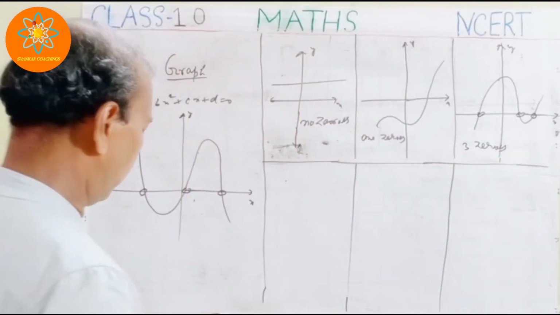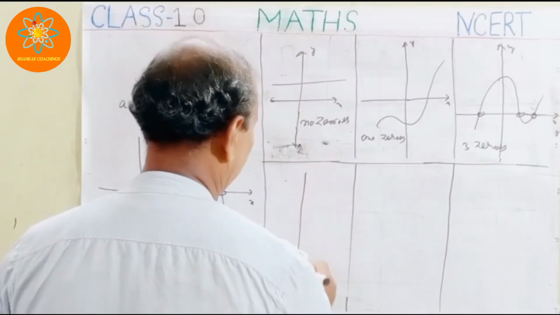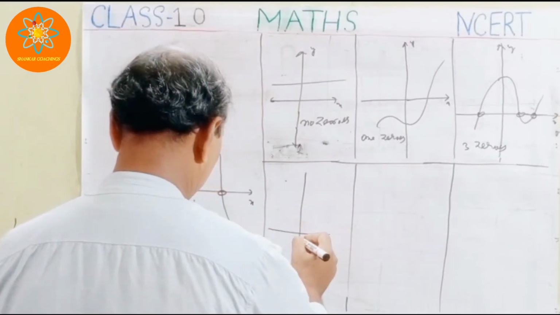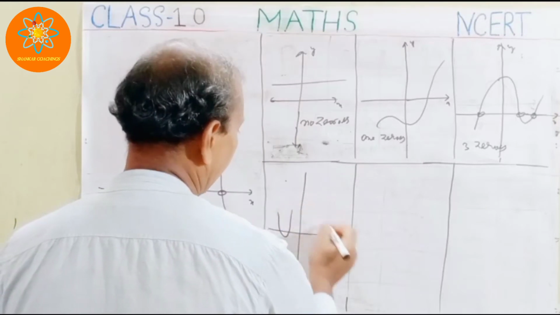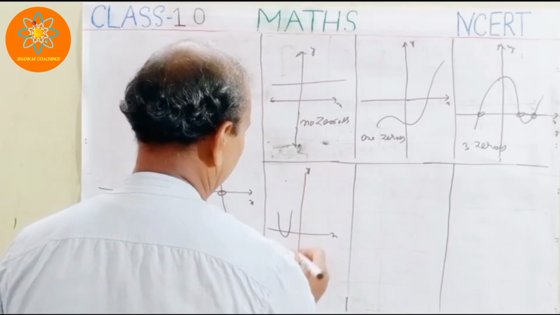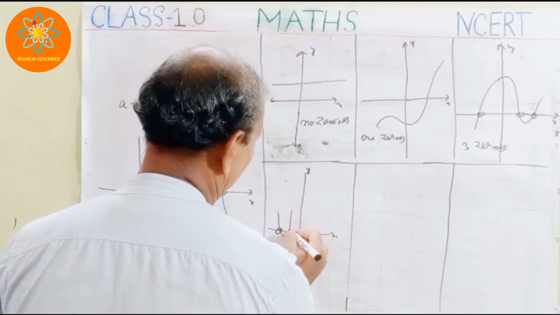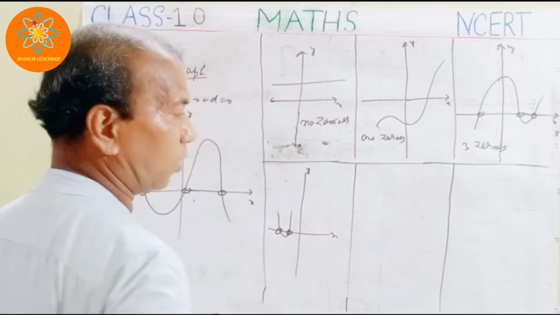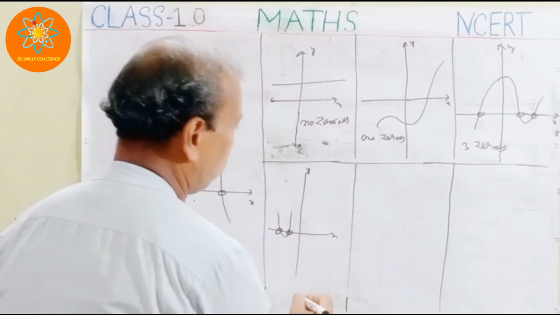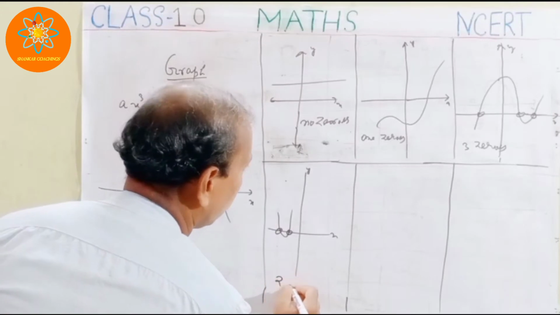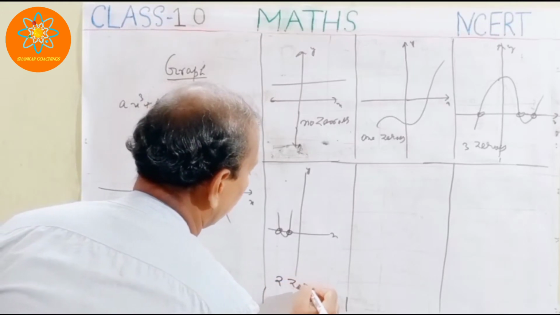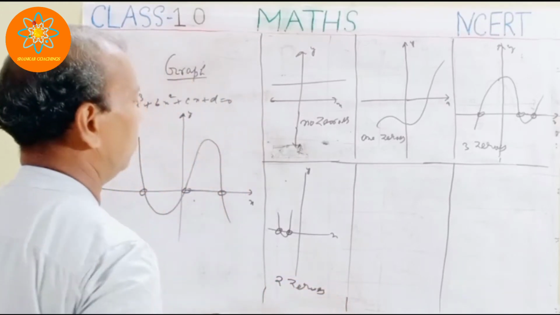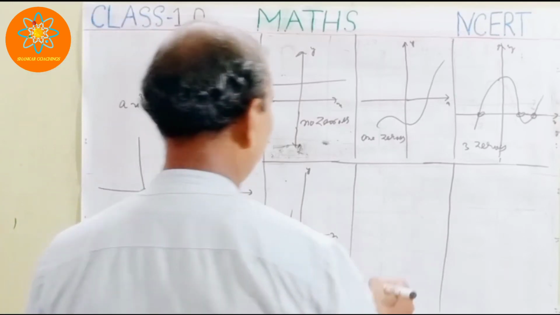Then come to the next one. Let's suppose it cuts like this. This is x-axis, this is y-axis. At the x-axis it cuts at 2 points. So how many zeros will be there? 2 zeros will be there. Now come to the next one.